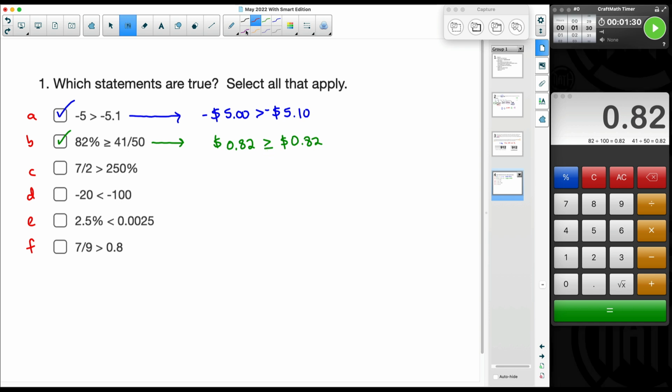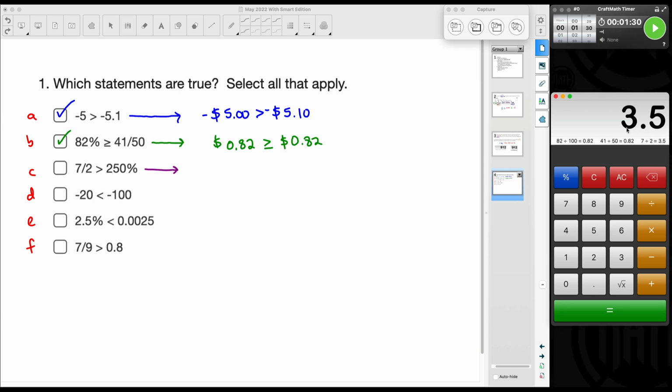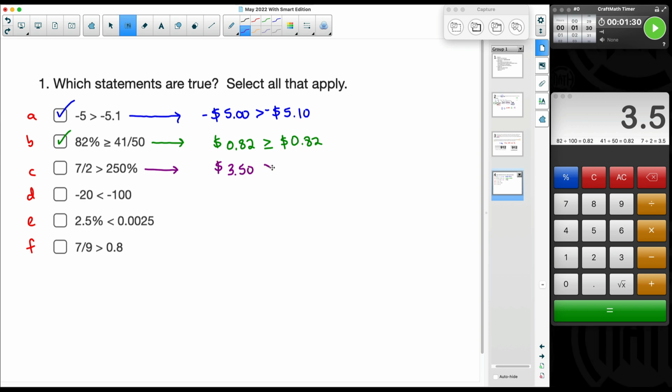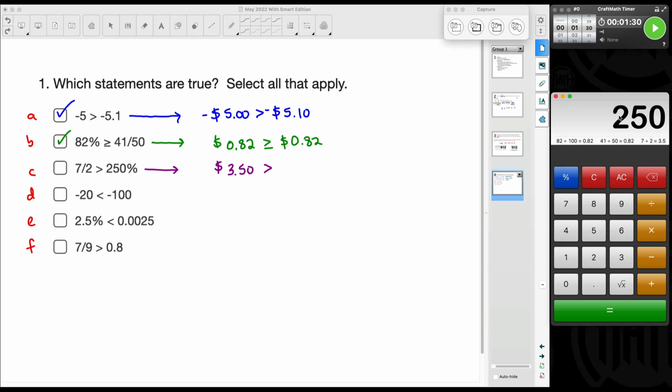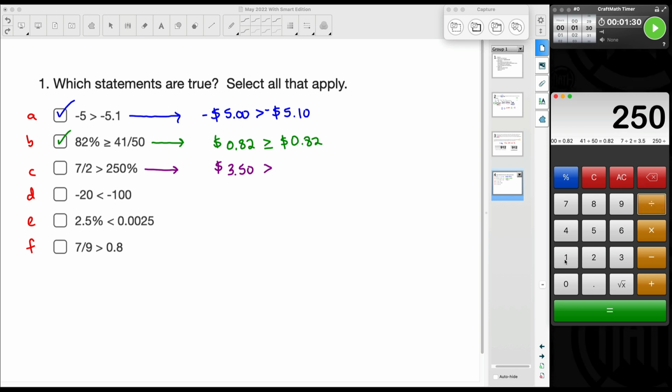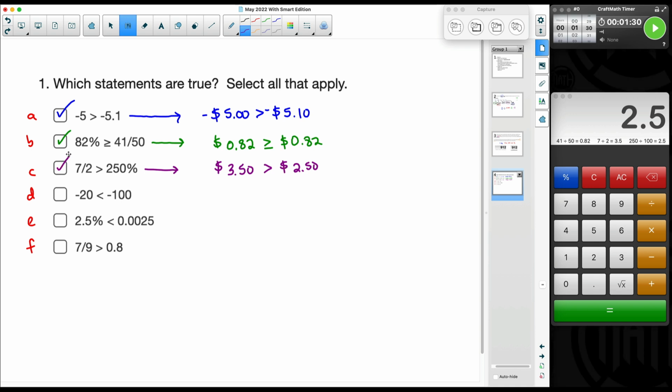Now, very similar for the next one here, 7 divided by 2. That's going to give you $3.50. If you take $7 and you break it up into 2 piles, that's going to be $3.50. Is that greater than 250%? You need to convert your percent to a decimal. That way we can compare all of these numbers. So again, just to rehash on that, take your percentage, divide by 100. That's how you always convert a percent to a decimal. So that's $2.50.